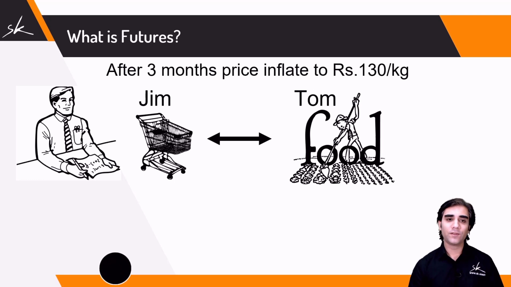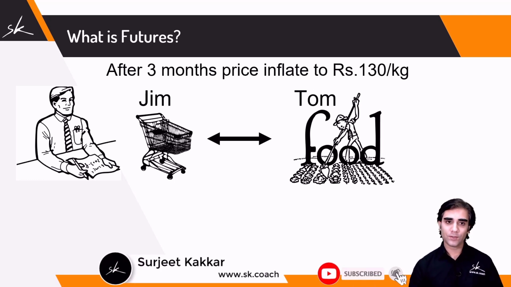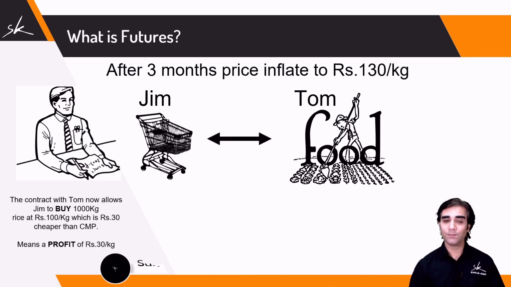So let's imagine after 3 months the price does inflate to 130. What is going to happen is, because the prices have inflated, Jim can still buy that rice from Tom at 100 rupees. Why? Because their contract was that Tom will be selling at 100 and Jim will be buying at 100. So even though the current market price is 130, Tom still has to sell it to Jim at 100 rupees, because that is what the contract was all about.